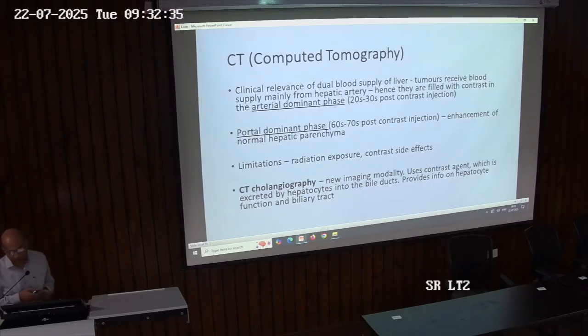The limitations of CT are, it is expensive, not so easily available. There is exposure to radiation because, like I said, these are multiple X-rays which are then combined to form an image. The contrast that we are using has side effects, especially on the kidney. It may be nephrotoxic. So one has to be careful whether one needs to use contrast or not. CT cholangiography is something new which is coming up. It is something similar to MRCP, where the CT is used to image the hepatocytes and the bile ducts.